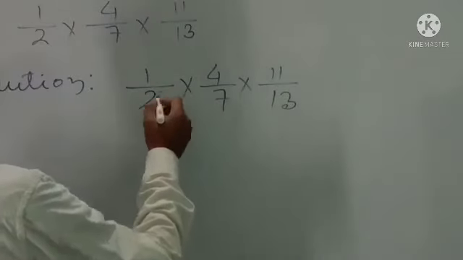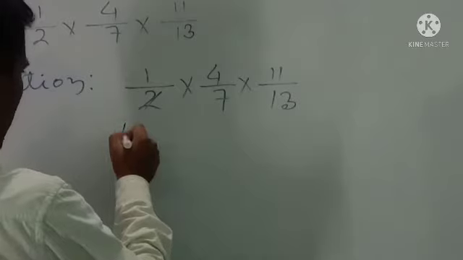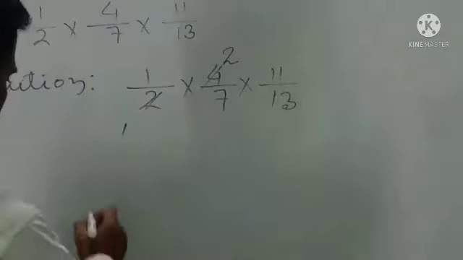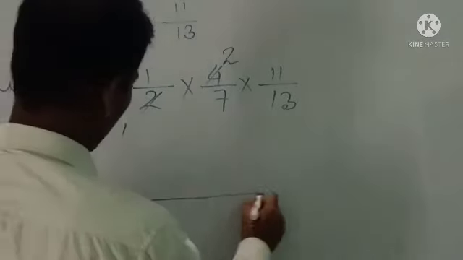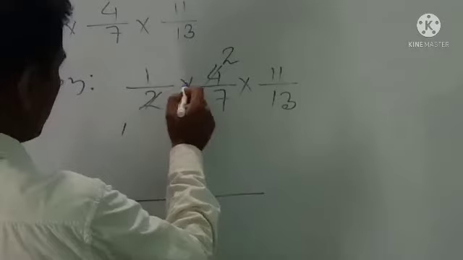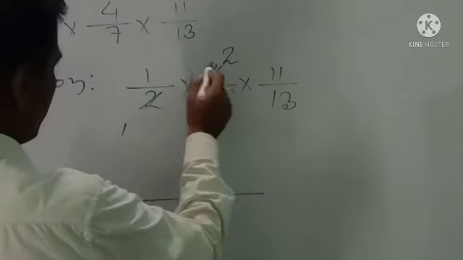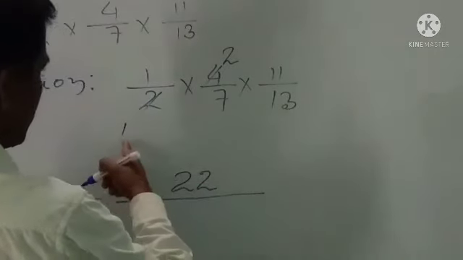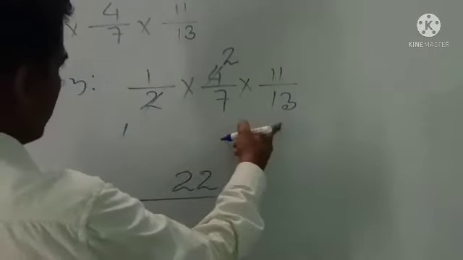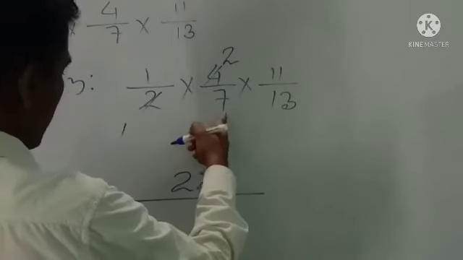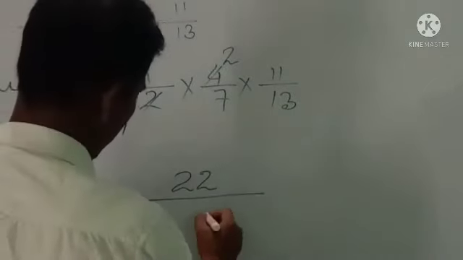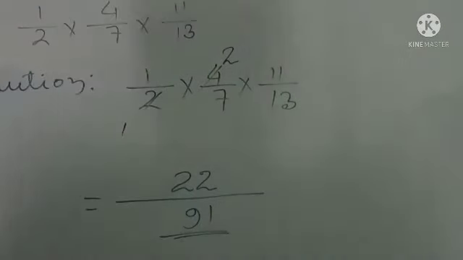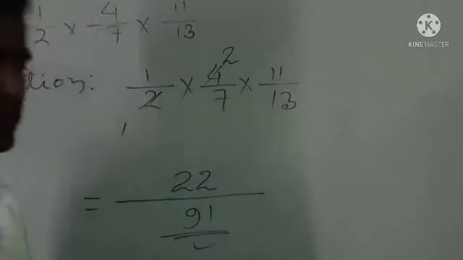The common divisor of 2 and 4 is 2, so 2 times 1 is 2, and 2 times 2 is 4. So in the following step, what did we get? In the numerator we have 1 into 2 into 11. So 1 times 2 is 2, 2 times 11 is 22, and in the denominator we have 1 into 7 into 13. So 1 times 7 is 7, 7 times 13 is 91, so 22 by 91. This is the solution for question number 3, sub question A.